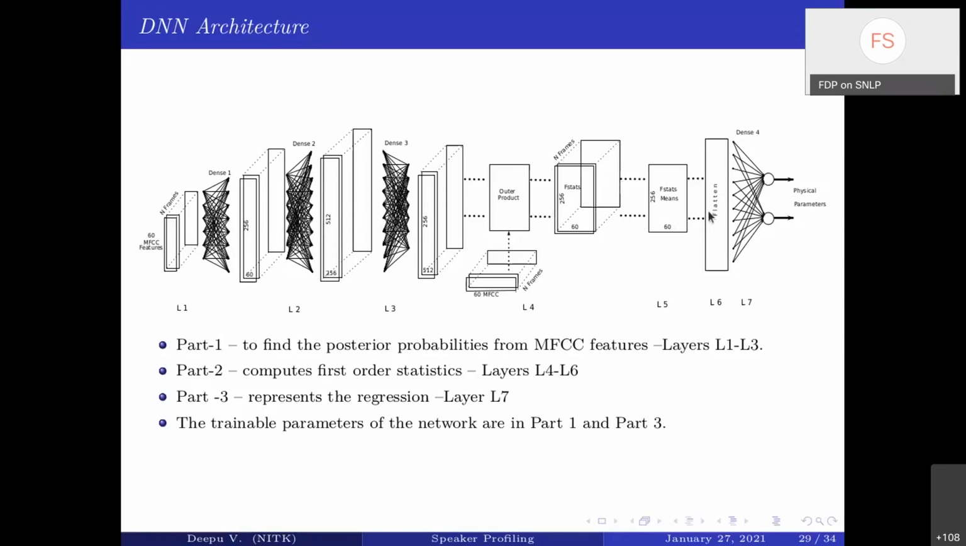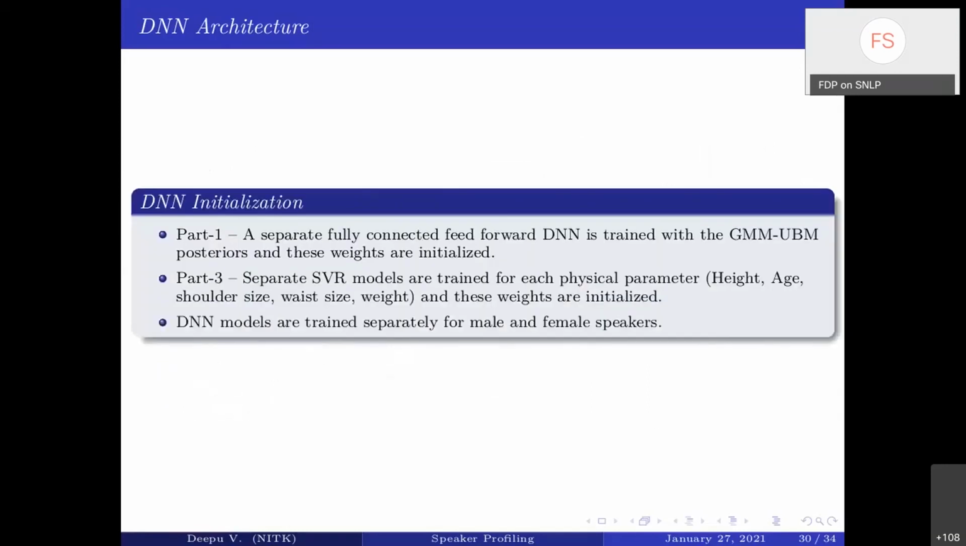But this part, which predicts these numbers from that, we initialized using our support vector regression weights, which is the algorithm we used in the previous work. So we used support vector regression to initialize these weights. We used our Gaussian mixture model to initialize these weights, and it was noted that without initializing these weights, things just didn't work. So that is the initialization part.